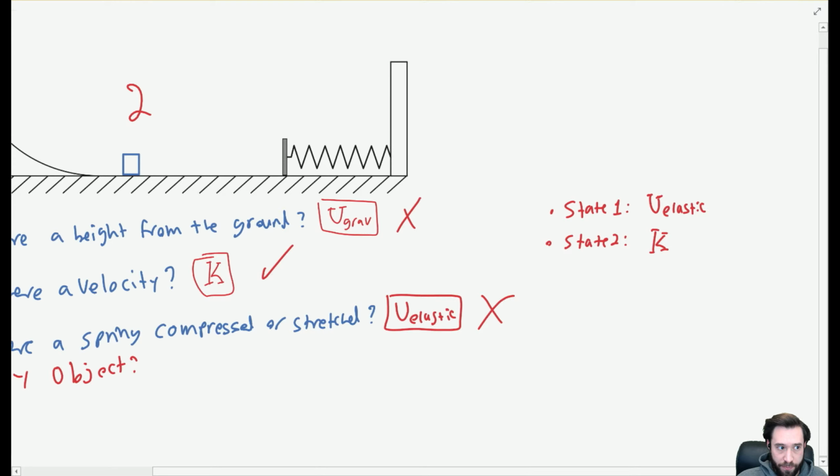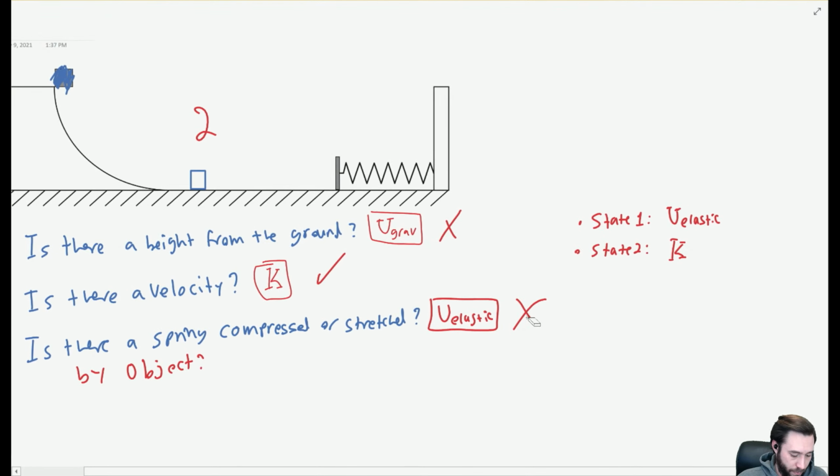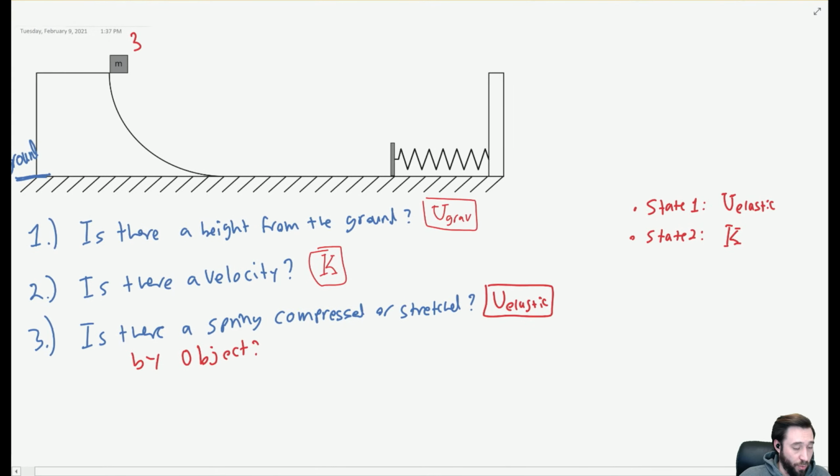Any questions so far? All right. And then lastly, at state 3, the box has reached the maximum height. So when something reaches a maximum height, is there a velocity at that point? If something travels upwards and it's reached as high as it can go, it's then going to travel downwards, right? So in that case, there is no velocity at state 3.